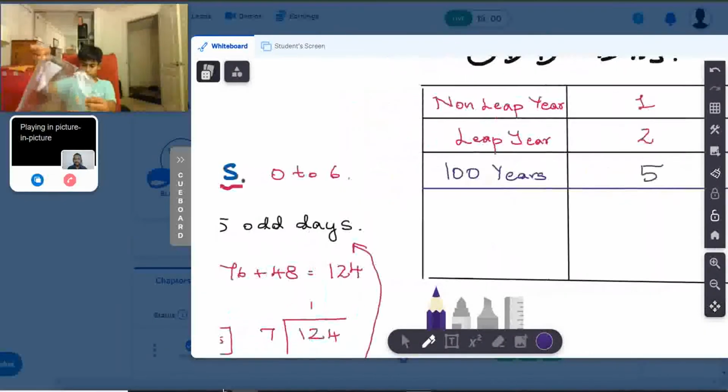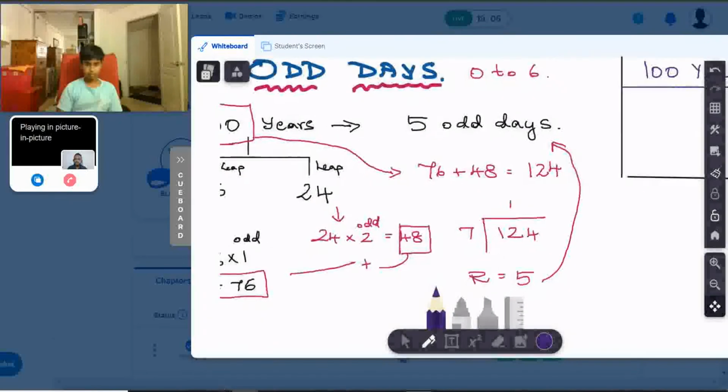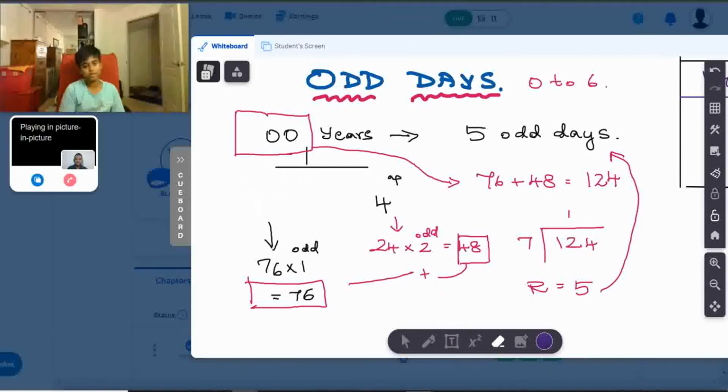Yeah. So now we are going to do the next one, which is 200 years. So here again, I think that would be 10 odd days. You are actually right.